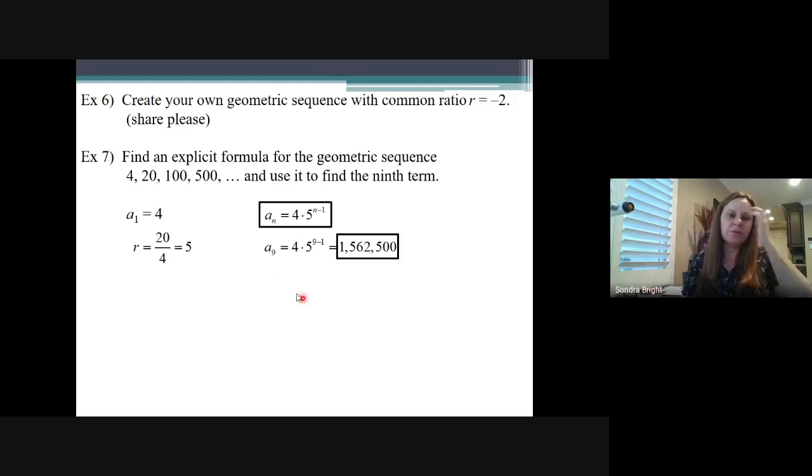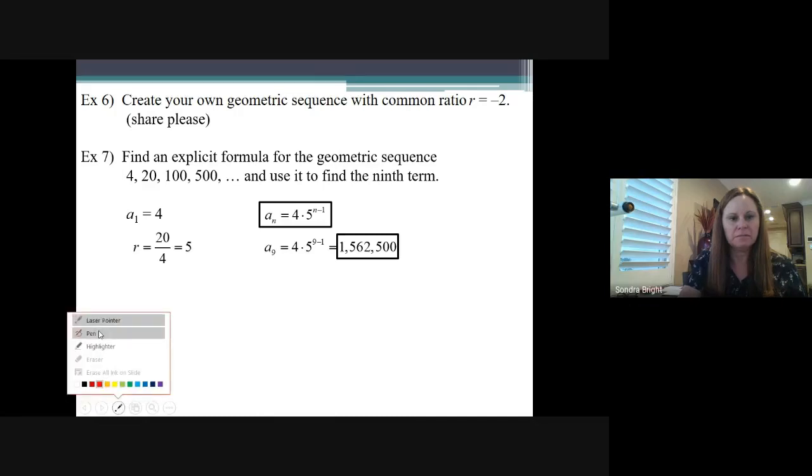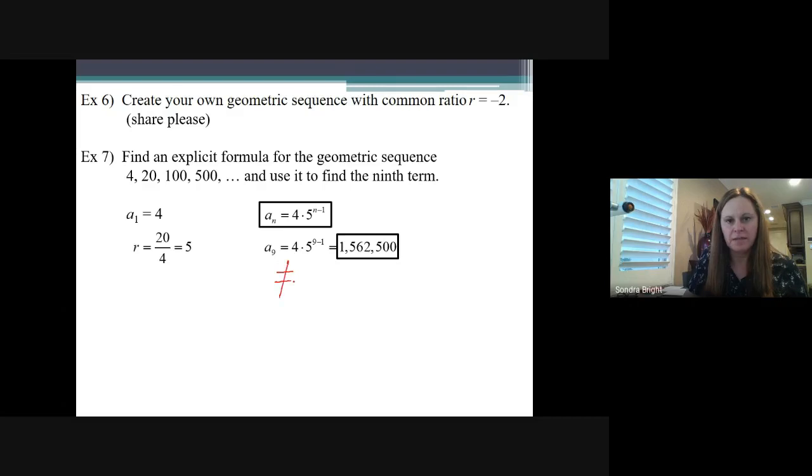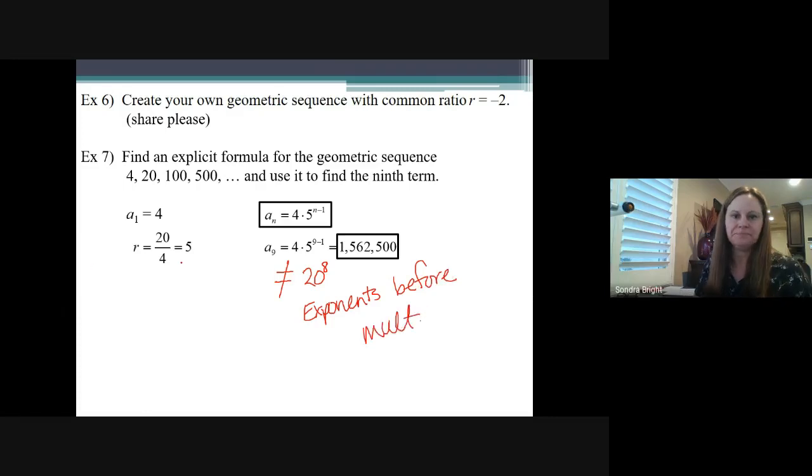All right, so when you put that in your calculator, you should probably write this down: this is not equal to 20 to the 8th power. Exponents before multiplication. So don't multiply the 4 times the 5 first. It will be wrong. Very wrong.